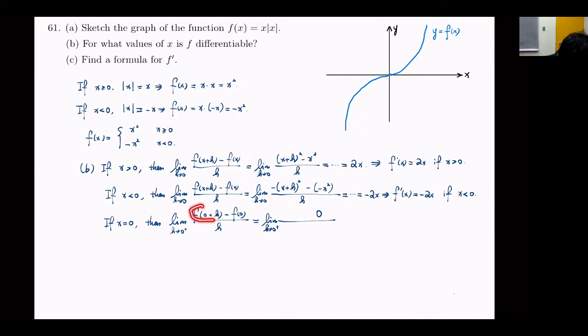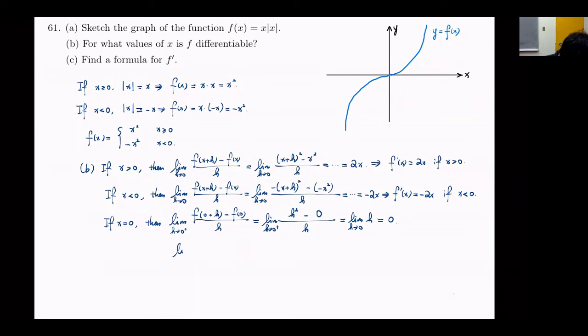How about f of 0 plus h? Because we know that h is approaching 0 from above, this is going to be f of h, where h is greater than 0. So we use the same definition again to say that this equals h squared minus 0 divided by h. So what I'm getting is the limit of h as h approaches 0, and the answer will be 0. So this is the right-hand limit.